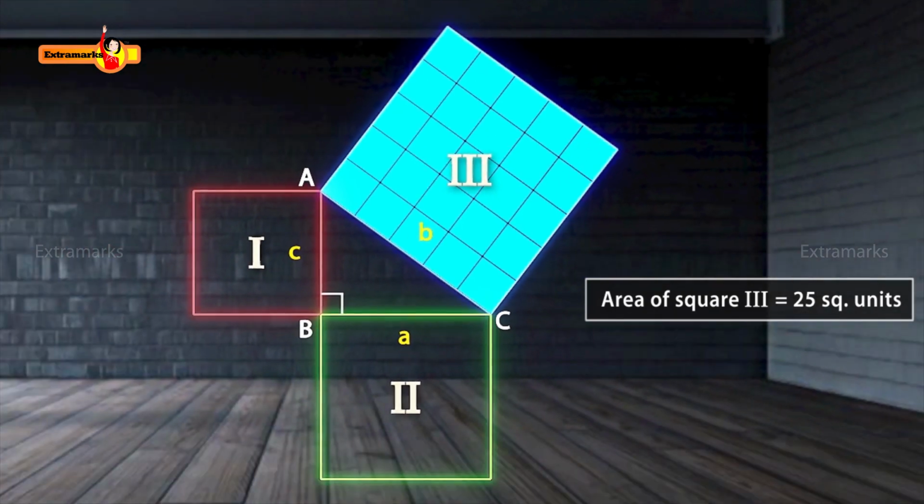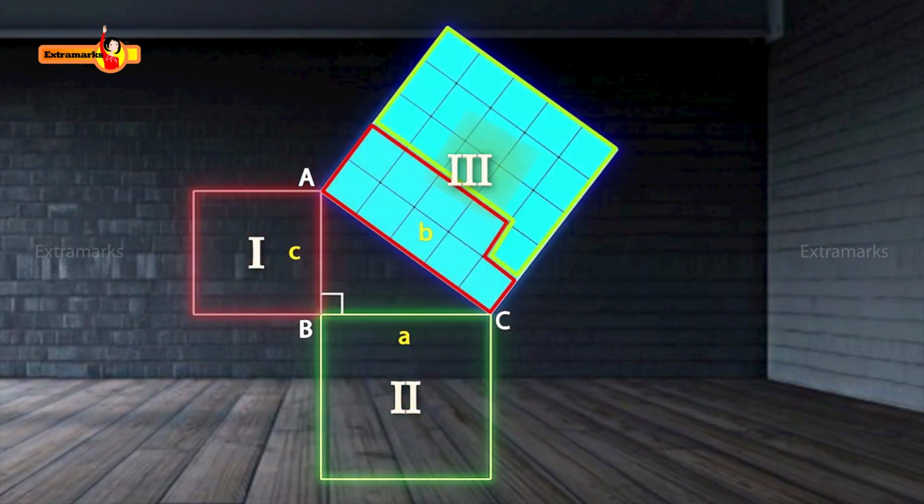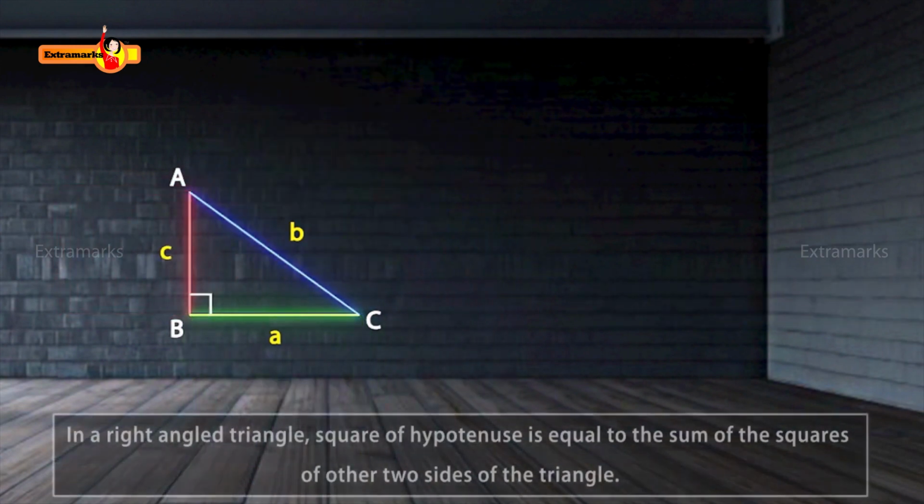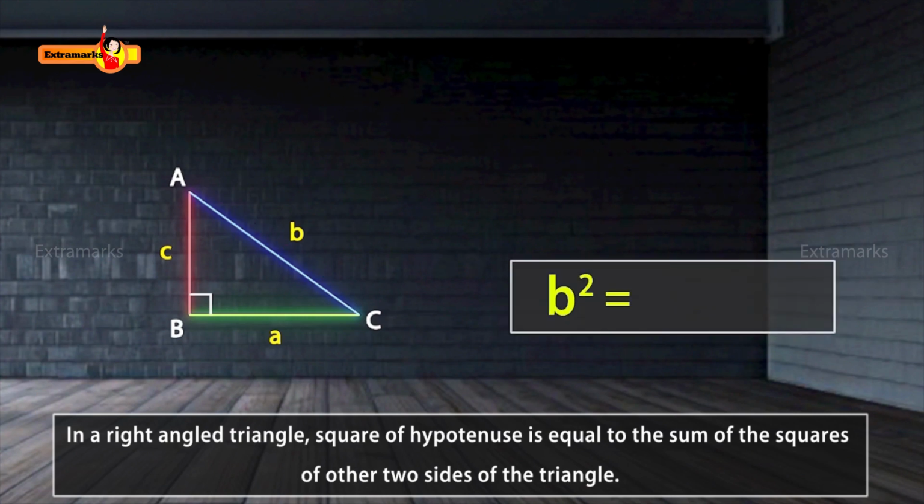Also, area of square 3 is equal to area of square 1 plus area of square 2. Thus, we can say that in a right-angled triangle, the square of the hypotenuse is equal to the sum of the squares of the other two sides of the triangle. This verifies the Pythagoras theorem.